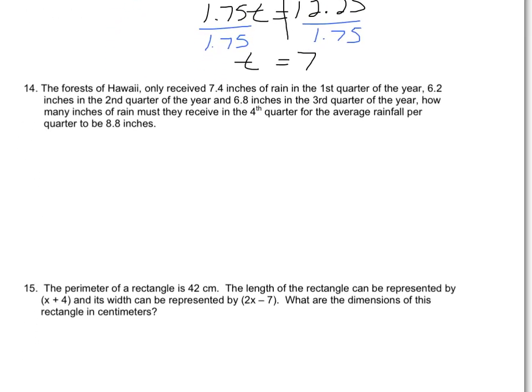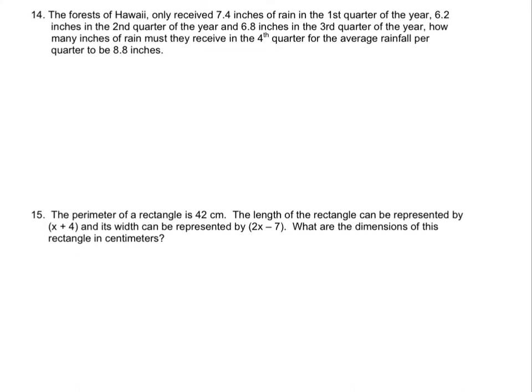Okay, number 14. The forests of Hawaii only received 7.4 inches of rain in the first quarter of the year, 6.2 inches in the second quarter, and 6.8 inches in the third quarter. How many inches of rain must they receive in the fourth quarter for the average rainfall per quarter to be 8.8 inches? Okay, this is going to be a multi-step problem here.